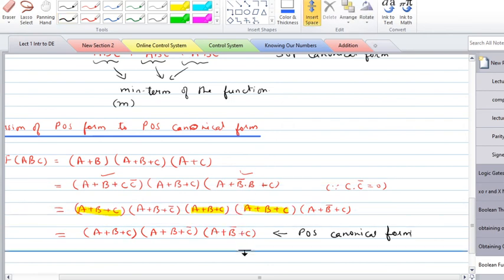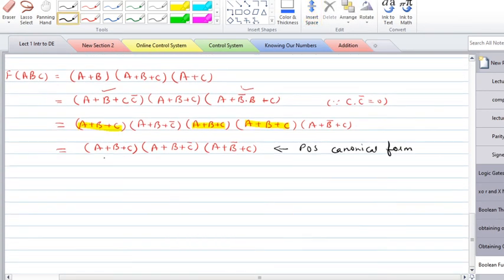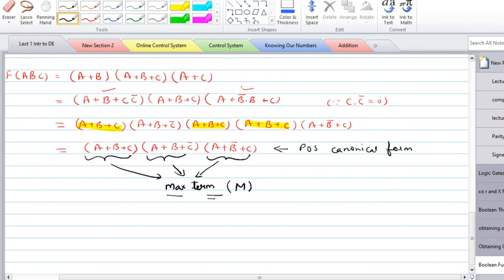Note that each term of this POS canonical form is known as a max term, and a max term is denoted by capital M. Remember this always.